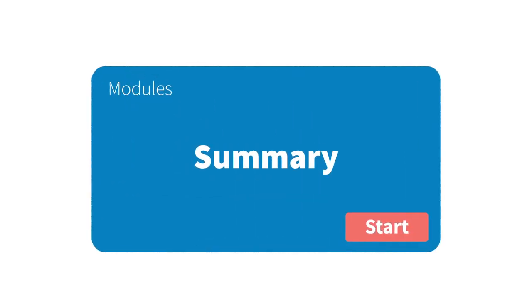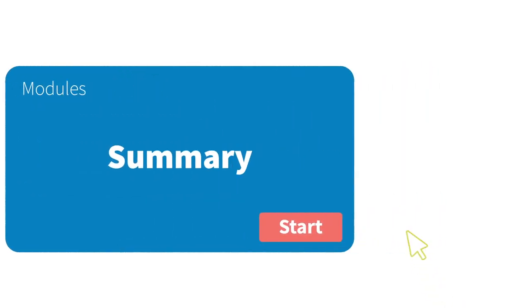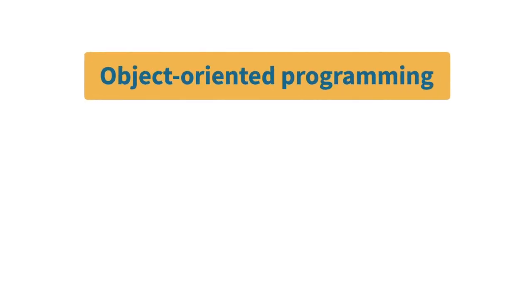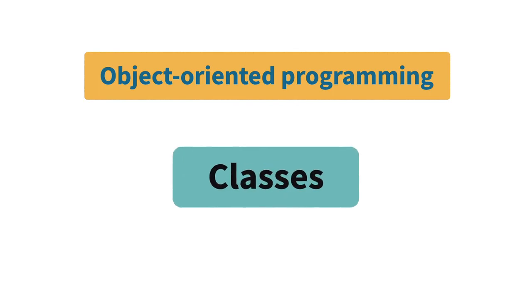Summary. And that's all for our intermediate course. Let's have a quick recap about all the concepts and terms we learned. We started with learning about object-oriented programming. We also learned about classes and how to differentiate them from instances and objects. We also learned how to create attributes and methods.